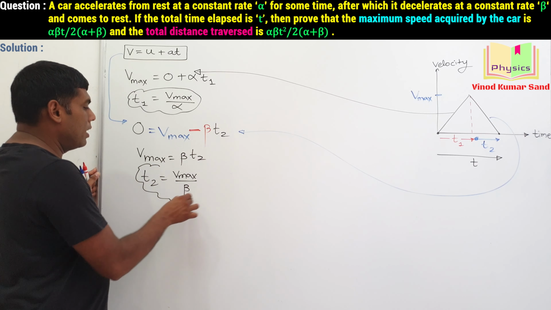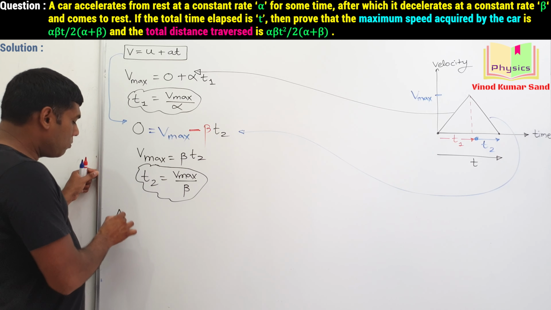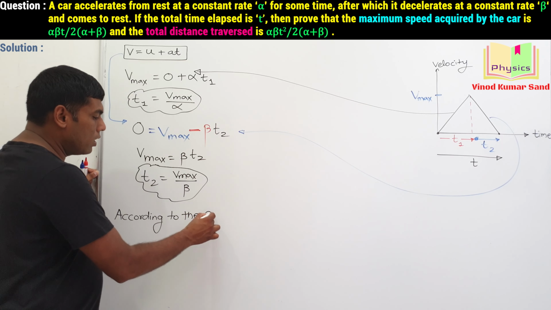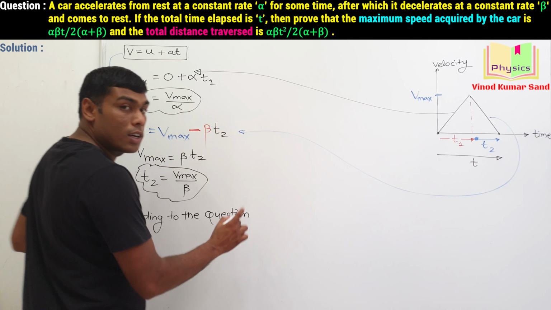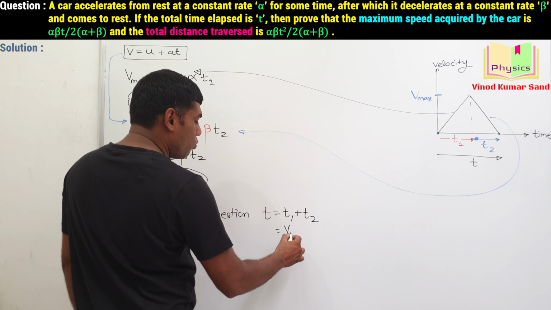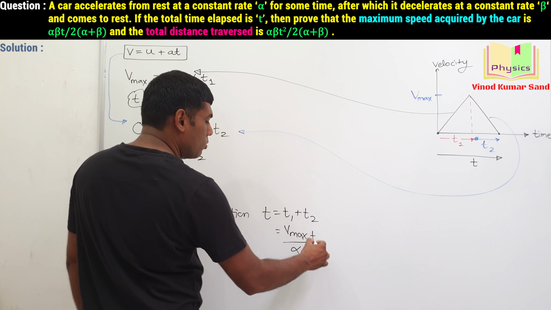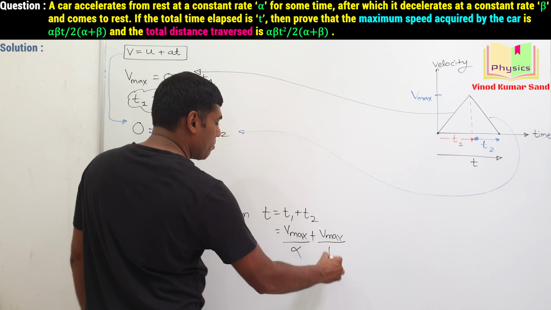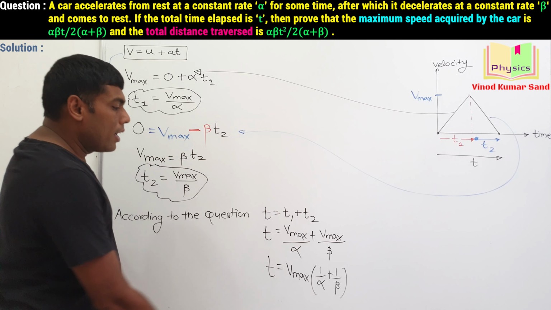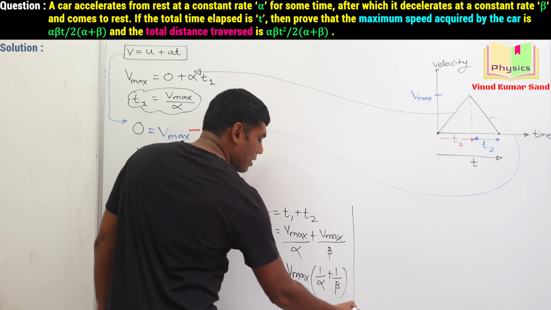Let us save this data also. Done. Now according to the question, the total time of journey is given as t. So t should be equal to what? Correct, t1 plus t2. Putting in the data, t1 is v max by alpha, t2 is v max by beta. And here we can take v max common. So we are left with v max times 1 by alpha plus 1 by beta.